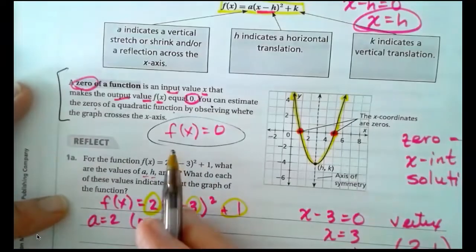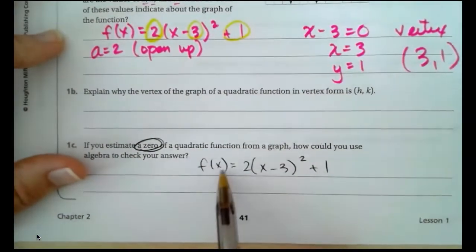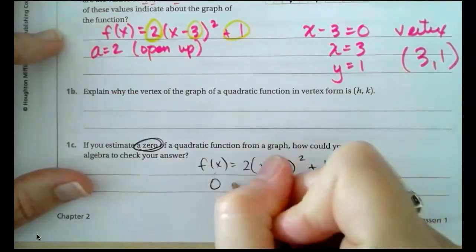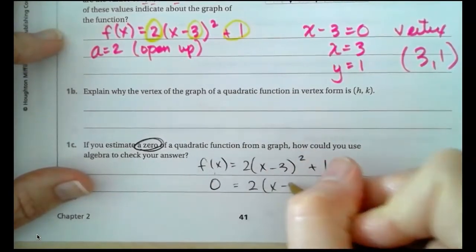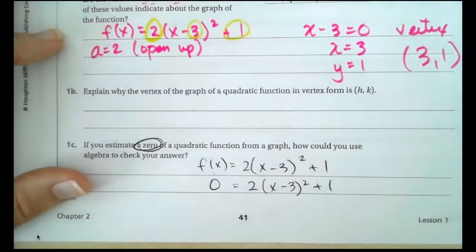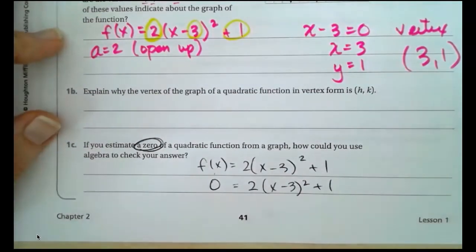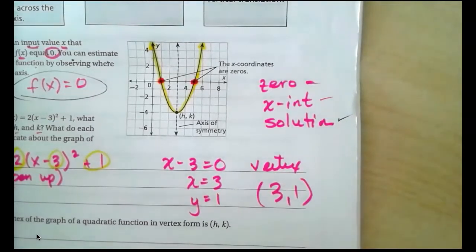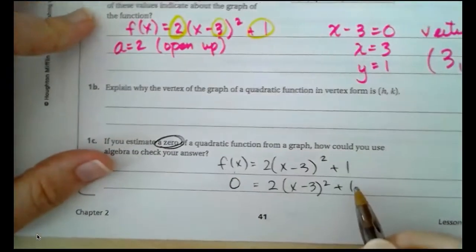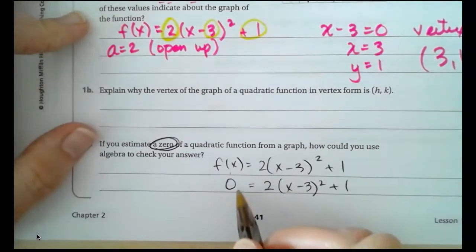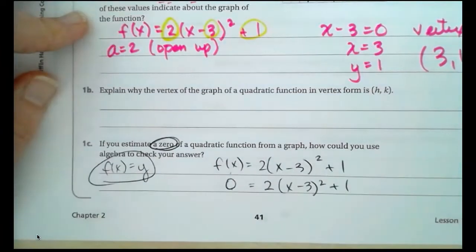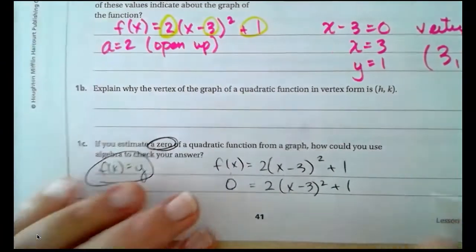So if f of x equals 0, let's replace this f of x with 0. So 0 equals 2 times (x minus 3) squared plus 1. From there, let's attempt to solve for x. That's why I said that zeros are also the same thing as solutions. So we're about to find the solutions when we let f of x, and remember f of x means exactly the same thing as y. They are interchangeable.